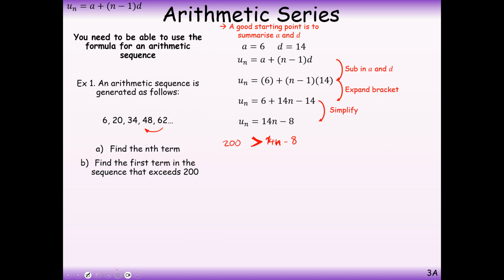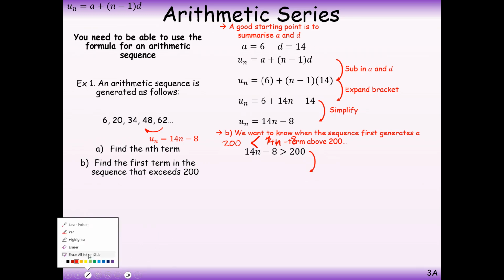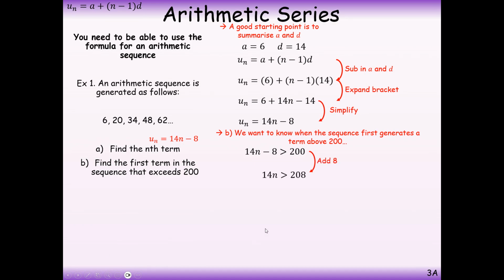Sorry, I have made a small error here. We better write this inequality the right way. So it should be this way, because exceeding 200 means being bigger than 200. So let's solve it. When you add 8 to both sides, you get this expression, and you divide by 14. Now, the first number bigger than 14.8 will be 15. So the 15th term would be the first number over 200.